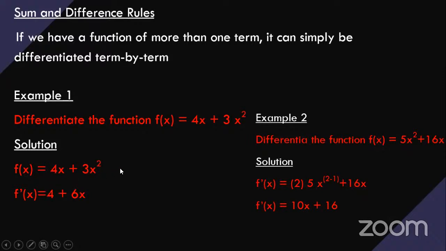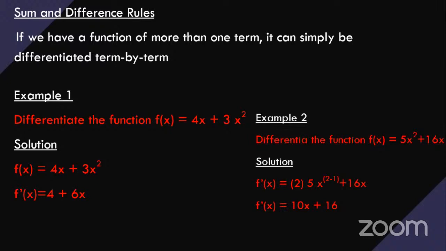And since we are also looking at the power rule, we can bring that rule into play here. For 3x squared, we multiply this 2 by 3 to get 6x.